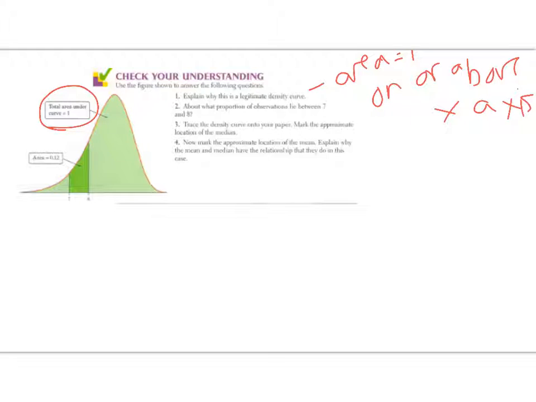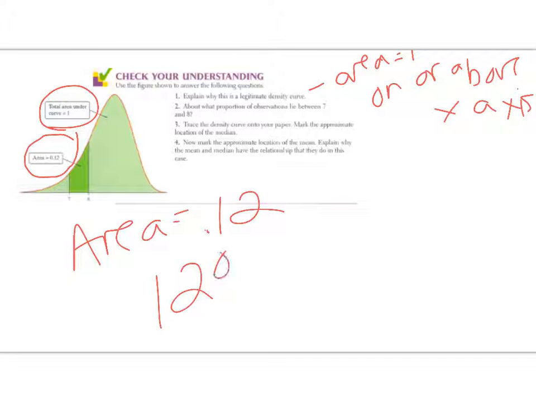The second question is asking what proportion of observations lie between 7 and 8. If we're looking at what proportion of observations lie between 7 and 8, the proportion is equal to the area under the curve. We'll be able to calculate this later, but it was given to us that the area under the curve between 7 and 8 is 0.12. So the proportion is 12%. The area under the curve is equal to the proportion.